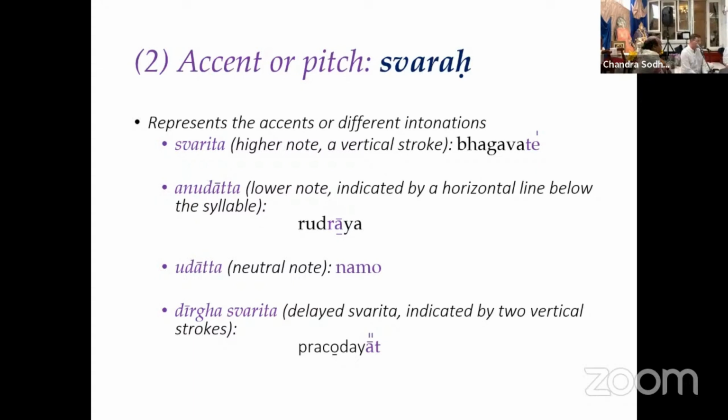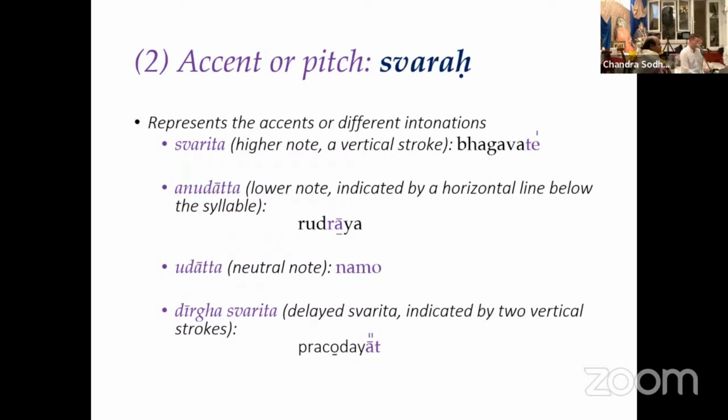Then we have Anudatta, the lower note, indicated by a horizontal line below the syllable. Rudraya, this ra is the lowest note, right? And then we have Udatta. Udatta is the neutral note, which is in the middle. Namo, and this neutral note does not have any marks, right? We have one additional pitch, which is called Dirgha Svarita. Dirgha means delayed, right?